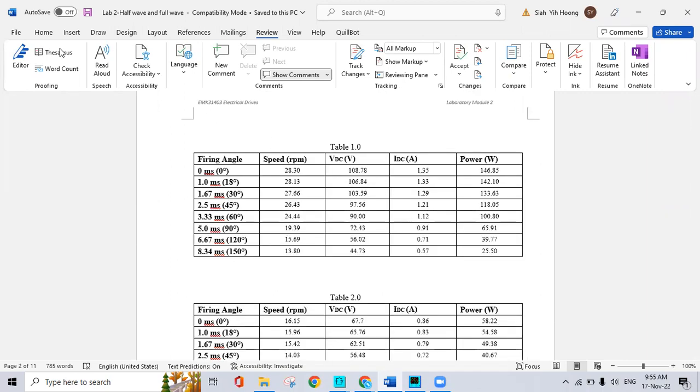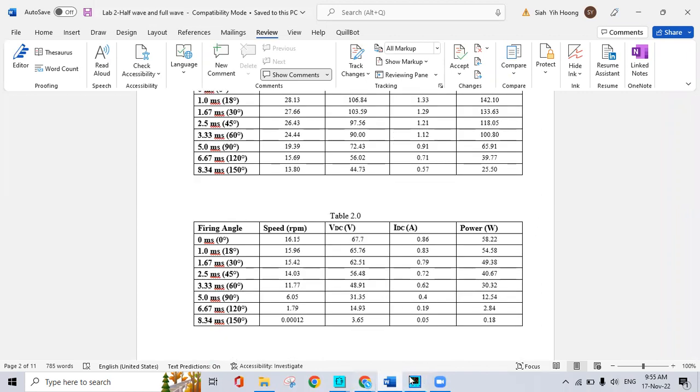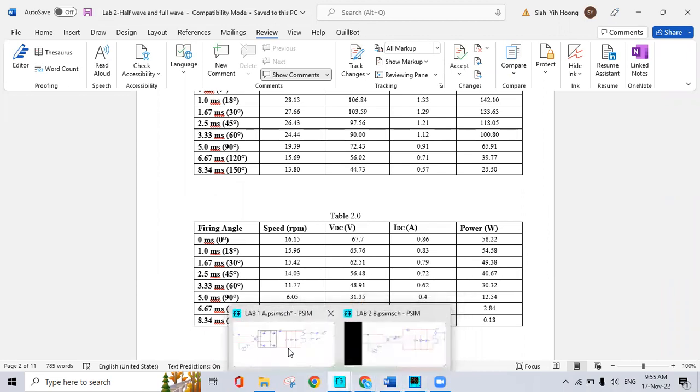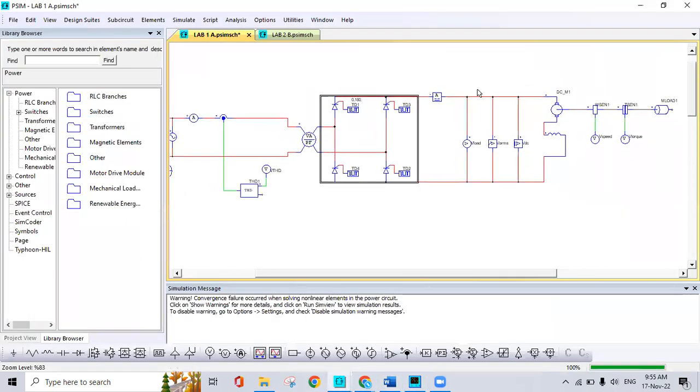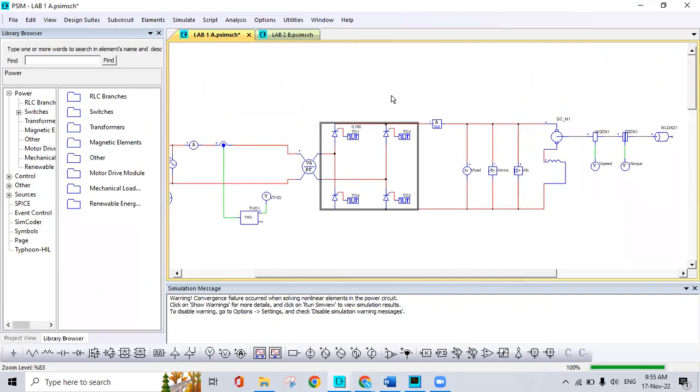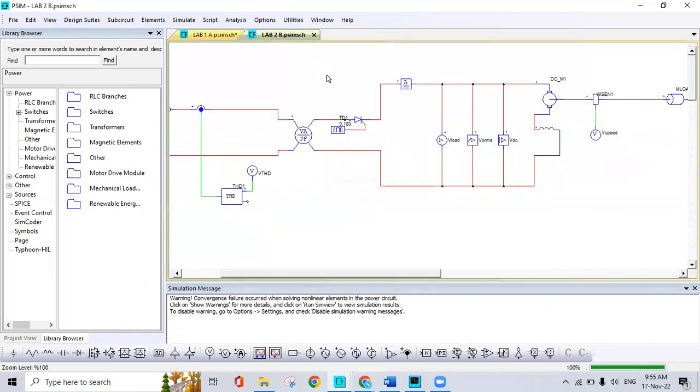So in this lab 2, we're using half wave and full wave converter. And how can we determine whether it's a full wave or half wave? We can actually distinguish it by looking at the circuit and finding how many SCR the circuit is using. For example, if it is a full wave converter, we will have 4 SCR inside. If it is a half wave converter, we will have only 1 SCR inside.